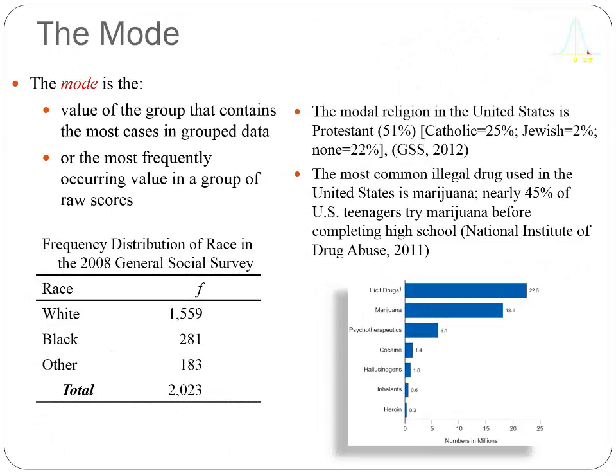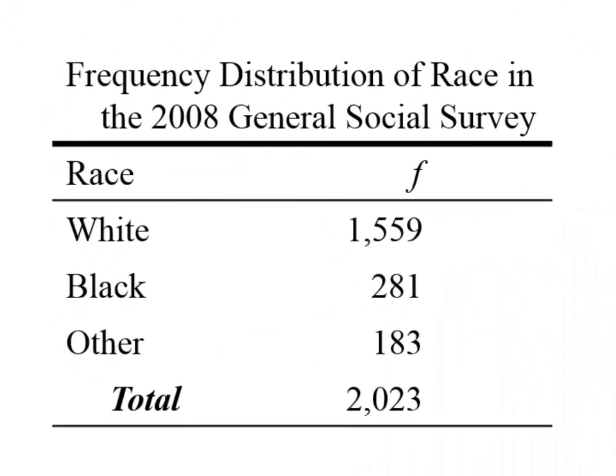The mode is a particularly easy measure to interpret. It's simply the category or value of the group that contains the most cases. So looking at the bottom, we can see we have a frequency distribution of race in 2008 based on data from the General Social Survey. Our three categories are white, black, and other. And just looking at the frequency column, we can see that the most frequently occurring value is white. And that's therefore our modal category. Our average person in the General Social Survey is white as measured by the mode.